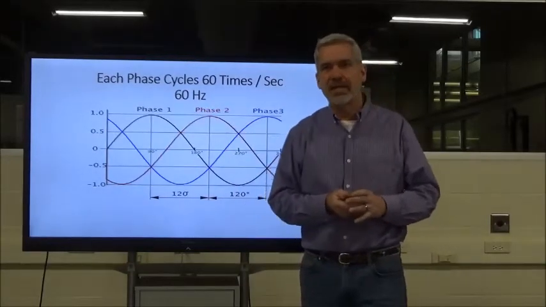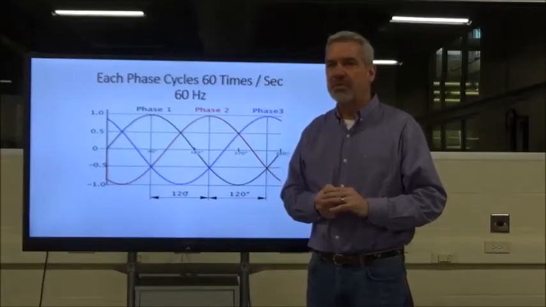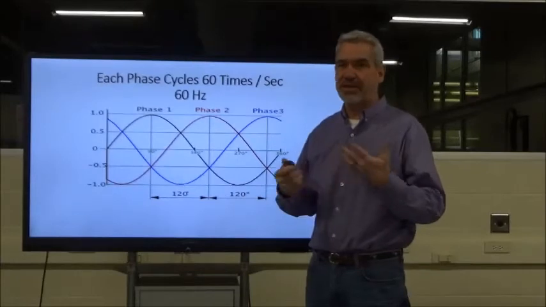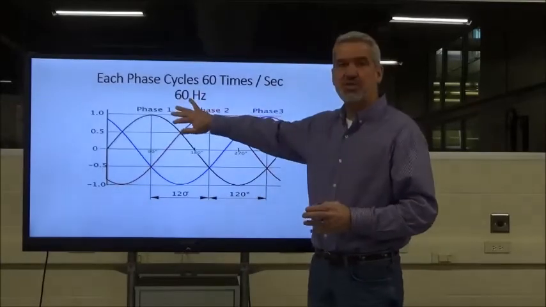In Europe, Canada, and other places will sometimes produce power at 50 hertz. Okay, that's just what their grid's set up for. That's how they do their thing. But in the United States, we're at 60 hertz.